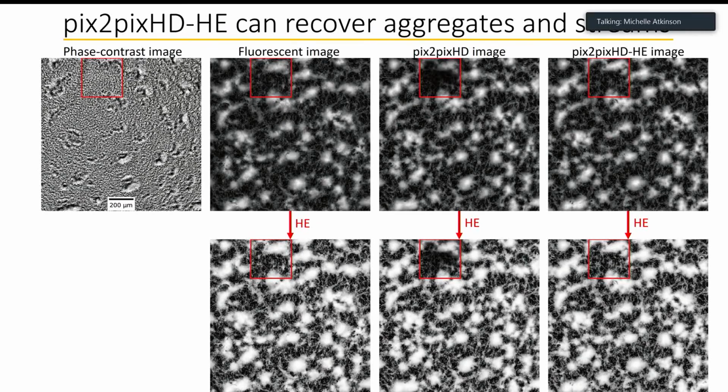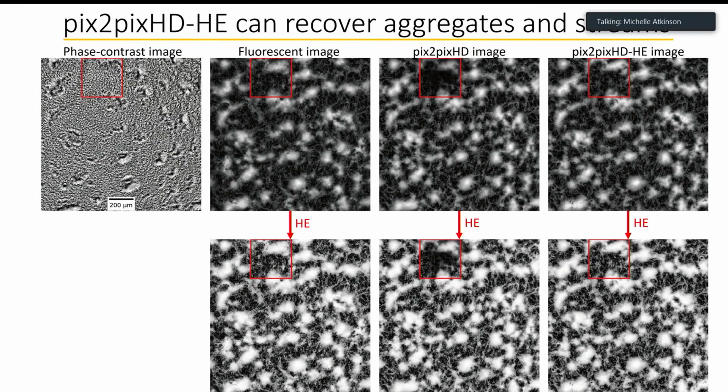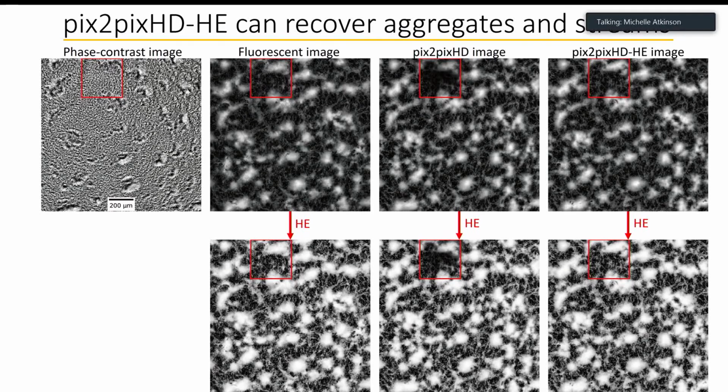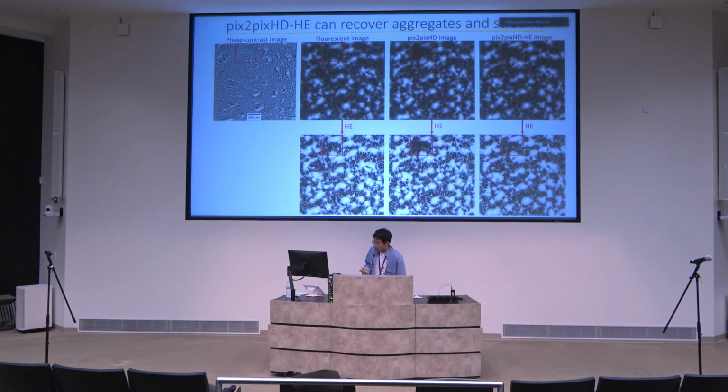The result here shows that we can not only recover the aggregate information, but also the stream information, even if it is blurry in the previous Pix2Pix HD model. So the result shows that Pix2Pix HD-HE can recover both aggregate and stream information. We also have some quantitative analysis in our published paper. You can search for it by the name of this presentation.